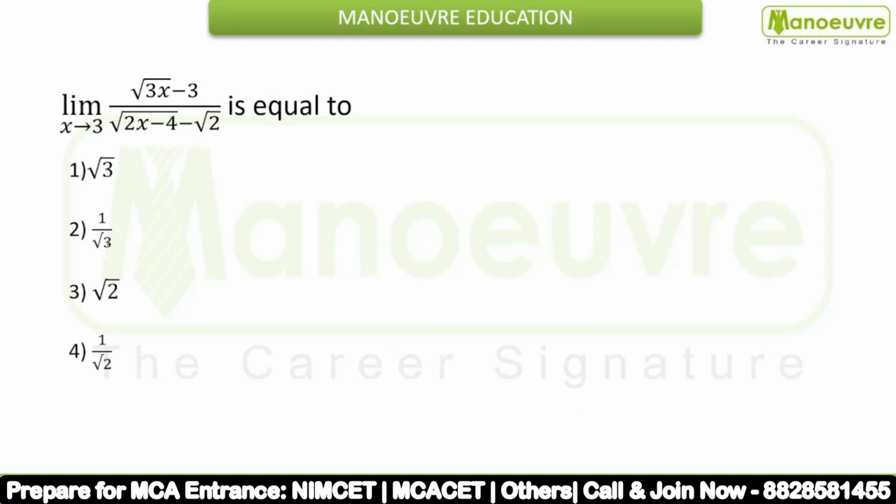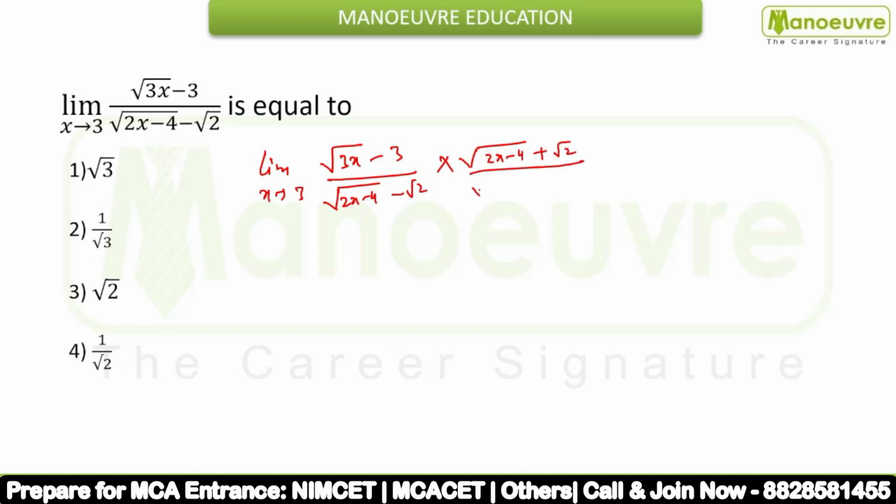So here we have another question. We have limit x tends to 3, square root of 3x minus 3 upon square root of 2x minus 4 minus root 2. You can solve it by rationalization. That means you have to rationalize the denominator. How can you rationalize? You can multiply it by square root of 2x minus 4 plus root 2 upon square root of 2x minus 4 plus root 2.